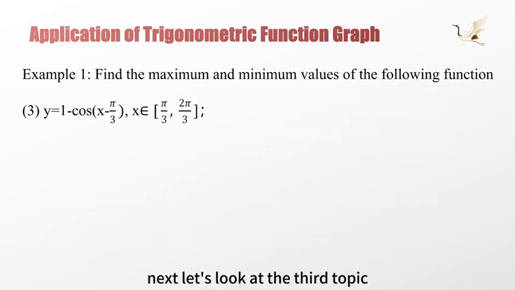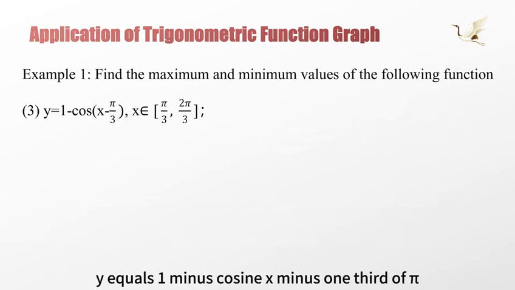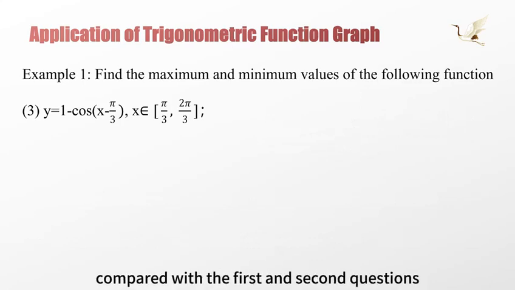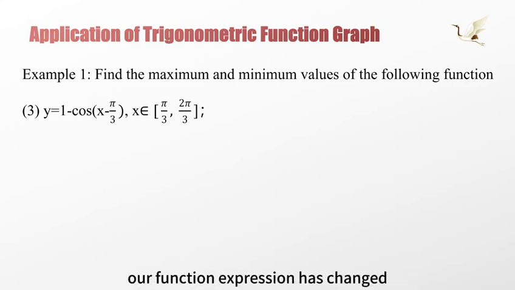Next, let's look at the third topic. Y equals 1 minus cosine of x minus 1/3 of pi. The range of x is the closed interval from 1/3 of pi to 2/3 of pi. Compared with the first and second questions, our function expression has changed, which is replaced by x minus 1/3 of pi. So how to solve this problem?